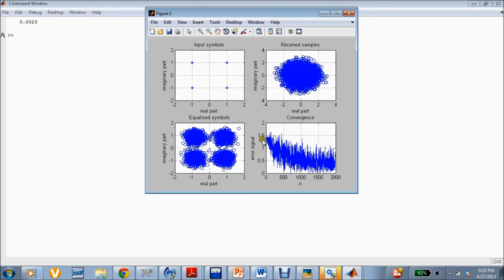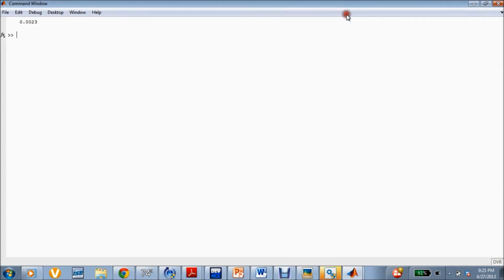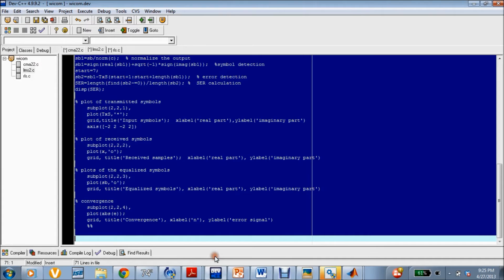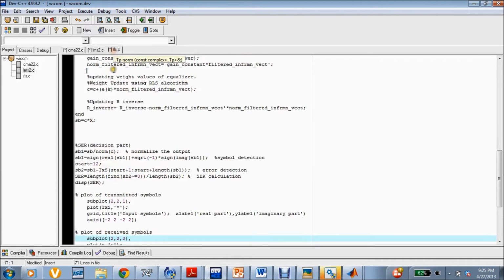So we can now see the error rate here compared with the number of training samples. So first the error is very high, and as the number of iterations goes on, it just decreases to a normal value. So this is the LMS algorithm, and now we'll see about the RLS algorithm.